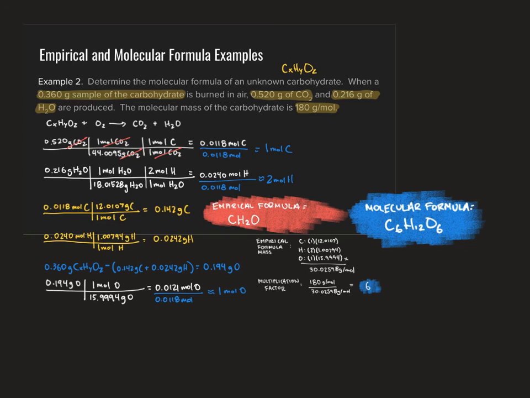So you can see here, with a little bit of agility in our calculations, we can go through and make some higher level AP style calculations involving empirical and molecular formulas.